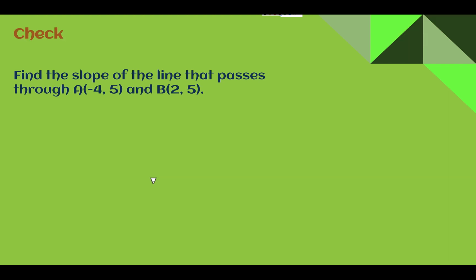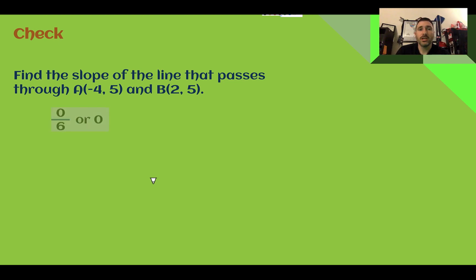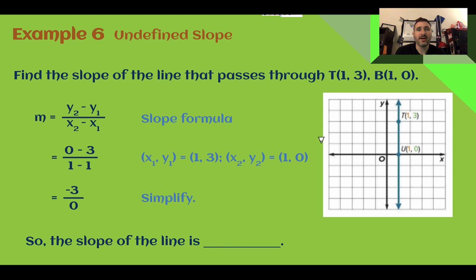Check your understanding. Find the slope of the line that passes through the 2 points given. Pause the video and complete the check. Check your answer. Hopefully you said that the slope here was 0. If we look at our change in y values, it went from 5 to 5. There was no vertical change. That would go on top. -4 to 2 is 6 in our horizontal change, but since there's no vertical change at all, our slope is just 0.